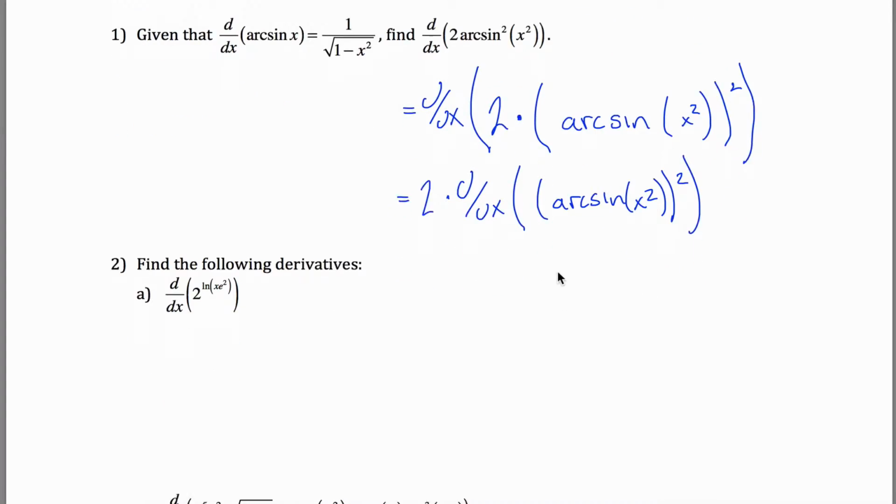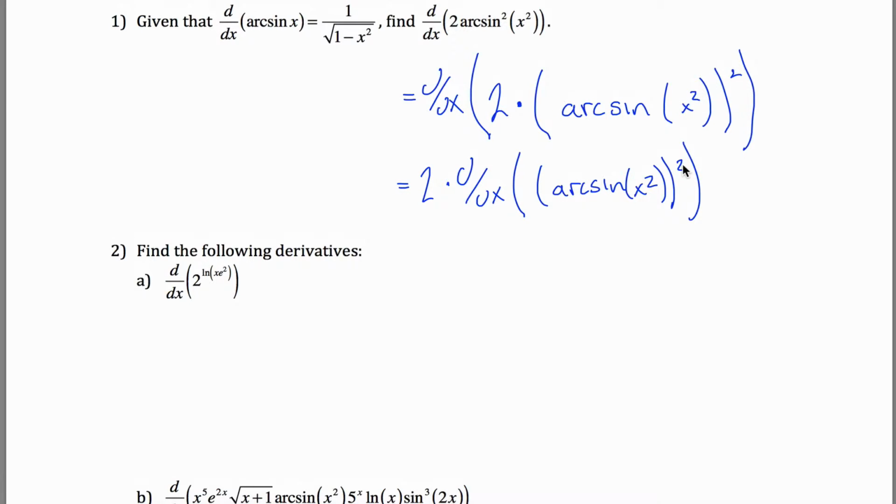So this will be some chain rule, or rules, I guess, in this case. My outermost function is all this stuff being squared. So I'm going to take the derivative. I'll bring this 2 down in front using the power rule, and 2 times 2 gives me 4 times arcsine of x squared to the first power. But then I'm not done. I have to multiply that by the derivative of arcsine of x squared.